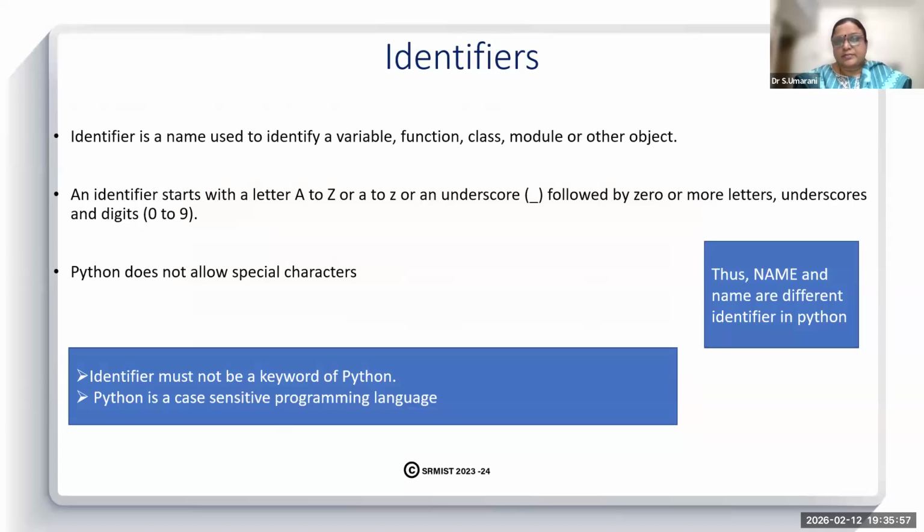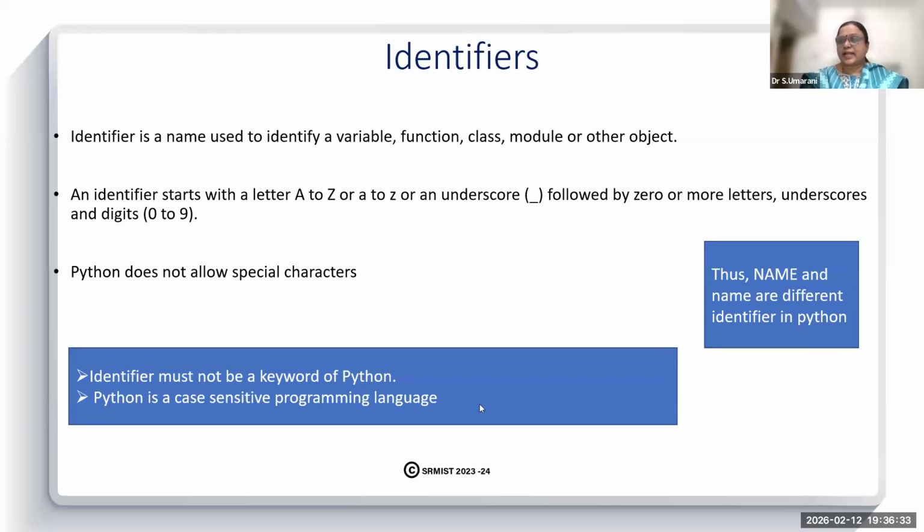Next, identifier. The identifier is very, very important. If you know the construction of the identifier, it helps you give names to a variable, function, class, module, or other object. So an identifier is nothing but a name. That's all. It is used to identify a variable, function, class, module, or other object. Are you clear on this?